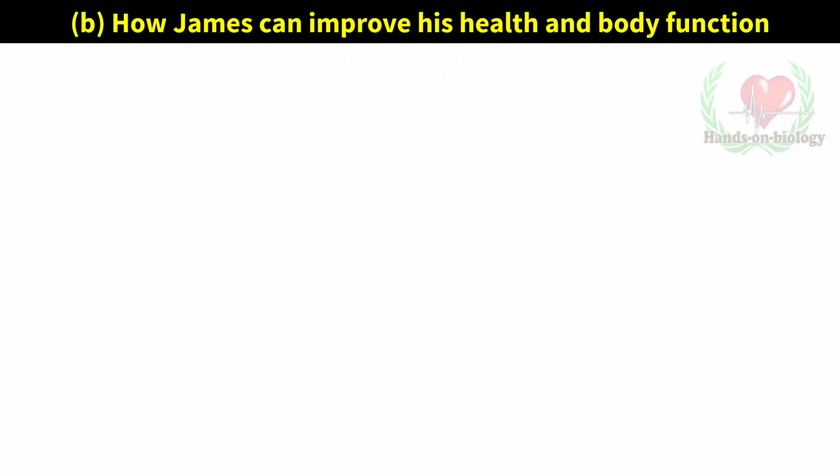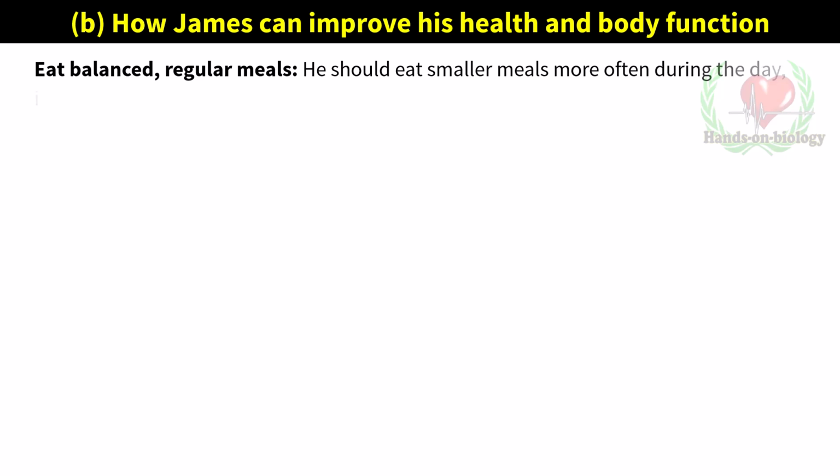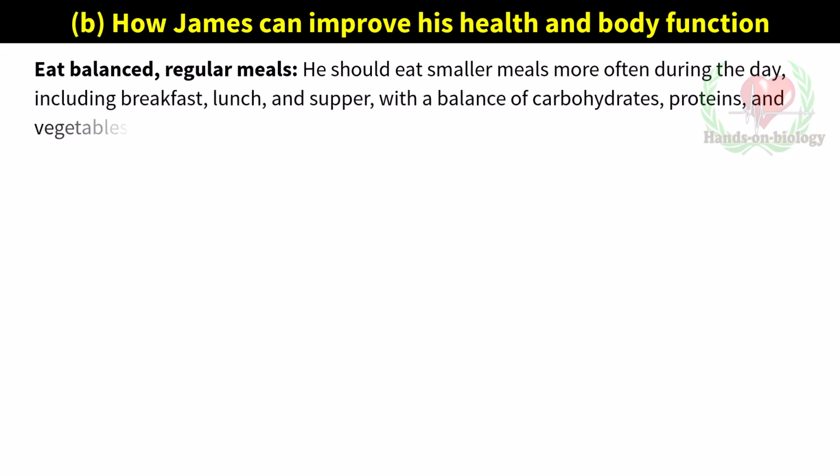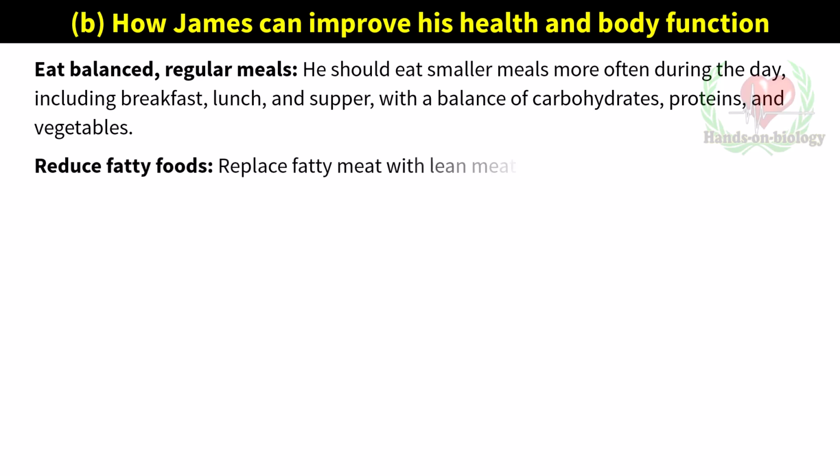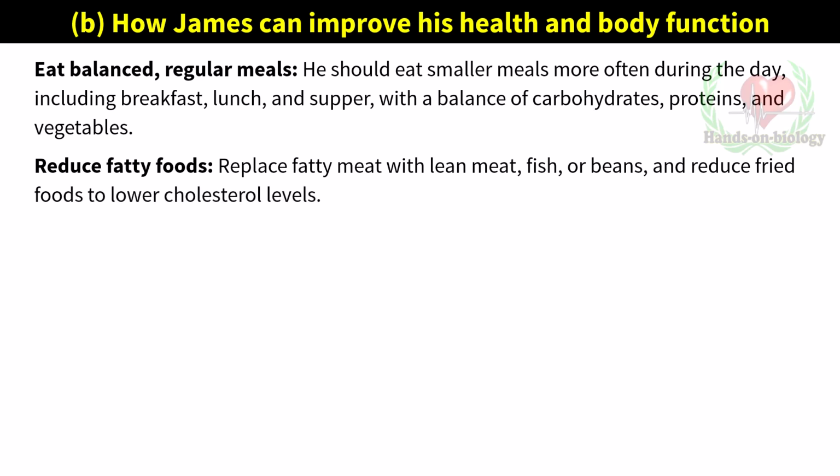How James can improve his health and body function. Eat balanced, regular meals. He should eat smaller meals more often during the day, including breakfast, lunch, and supper, with a balance of carbohydrates, proteins, and vegetables. Reduce fatty foods. Replace fatty meat with lean meat, fish or beans, and reduce fried foods to lower cholesterol levels.